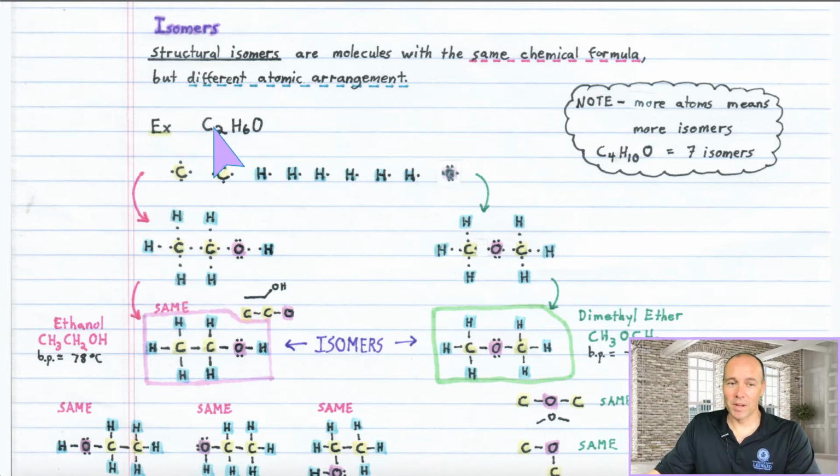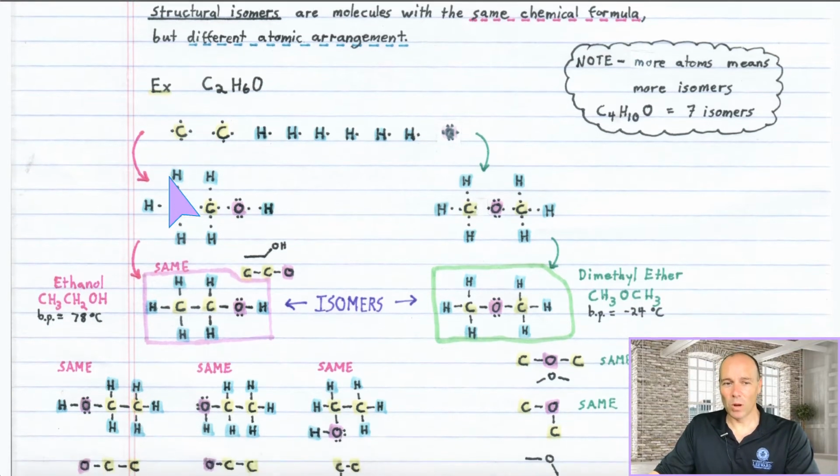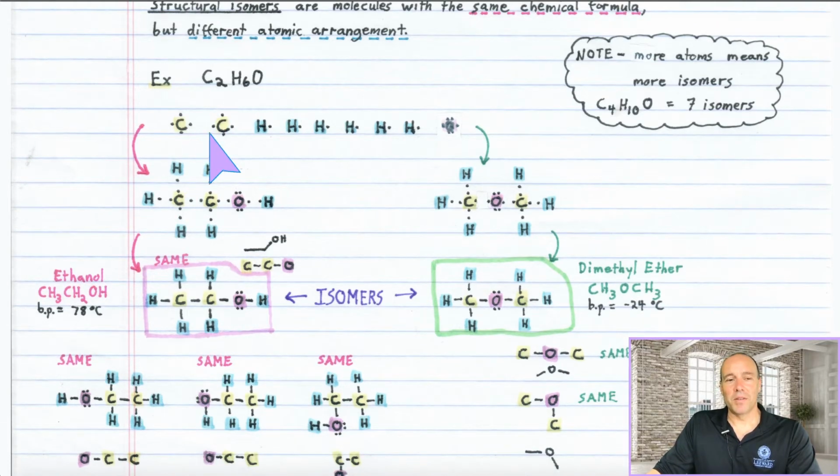And so if you just start, you know, at the first step, you list out all the pieces of the puzzle. You got your 2 carbons, 6 hydrogens, 1 oxygen. How in the world are we going to connect these together? Well, we'll see that there are 2 ways to arrange the atoms. And so you're going to end up with 2 completely different structures.